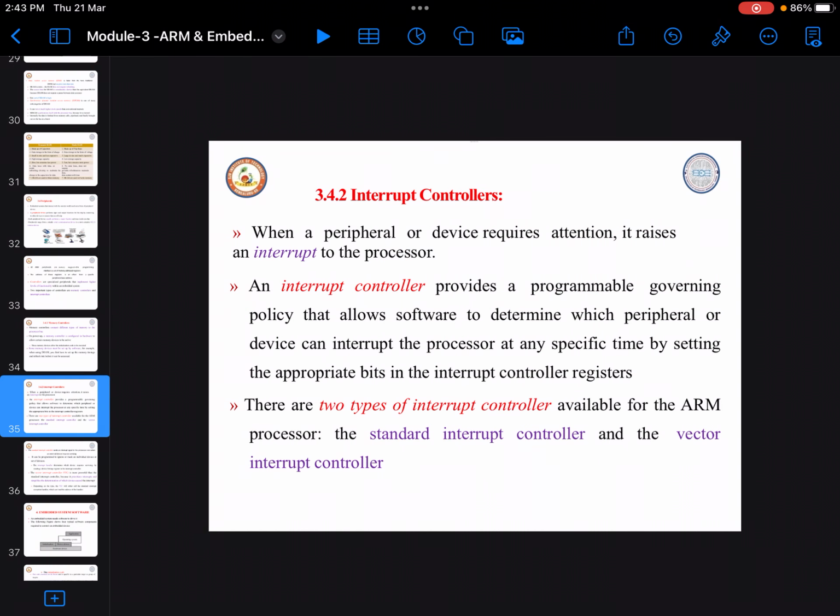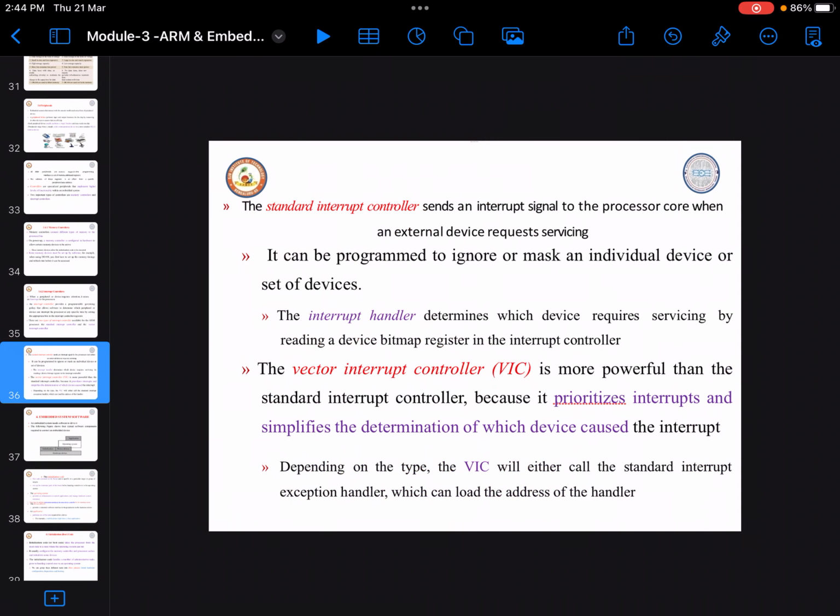Coming to the interrupt controller, when a peripheral or a device requests attention or raises an interrupt to the processor, the interrupt controller provides a programmable governing policy, which allows the software to determine which peripheral or device can interrupt the processor at any specific time by setting the appropriate bits in the interrupt control register. There are majorly two types of interrupt controllers available in ARM processors: the standard interrupt controller and the vectored interrupt controller.